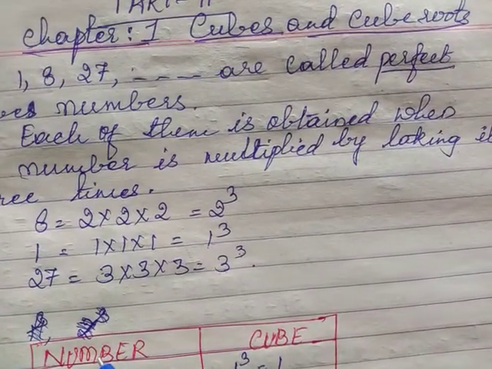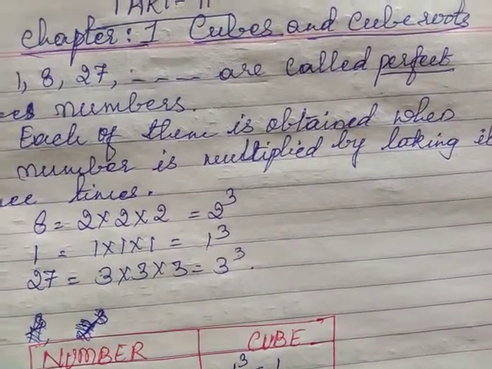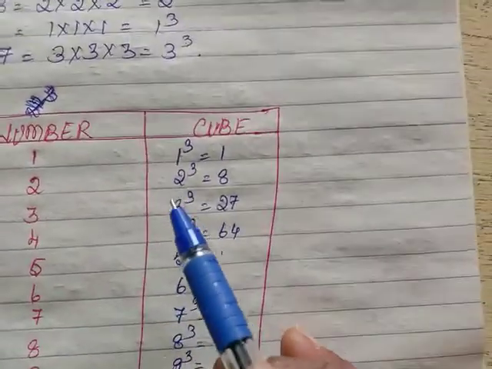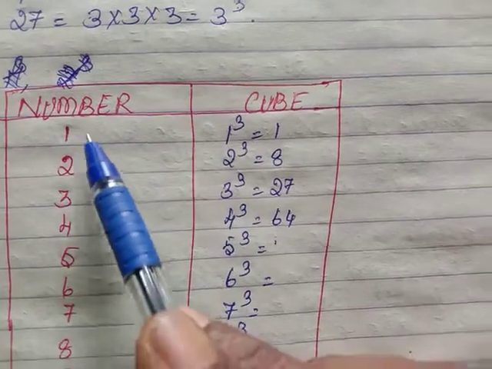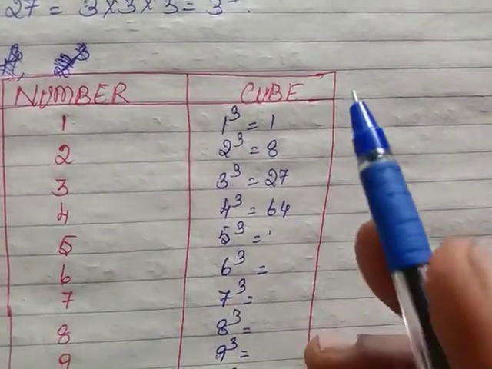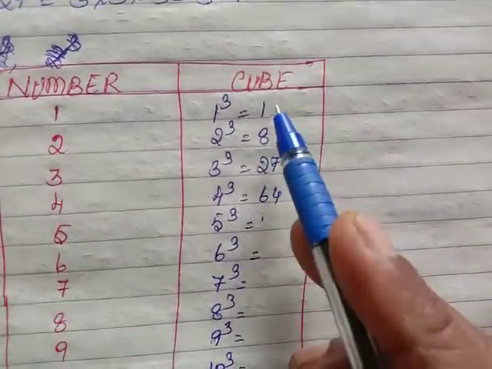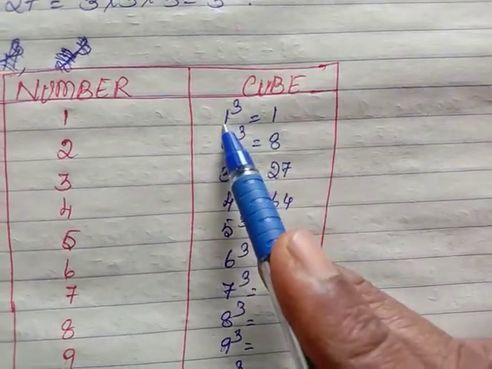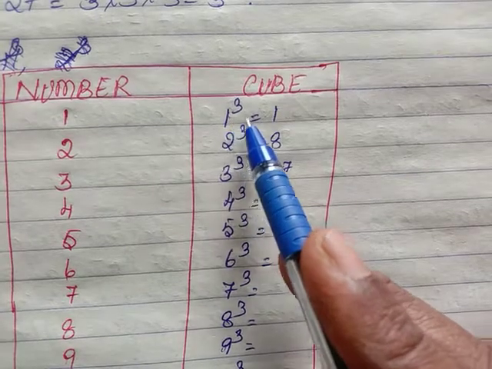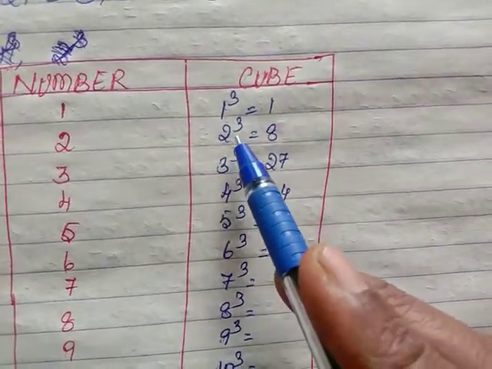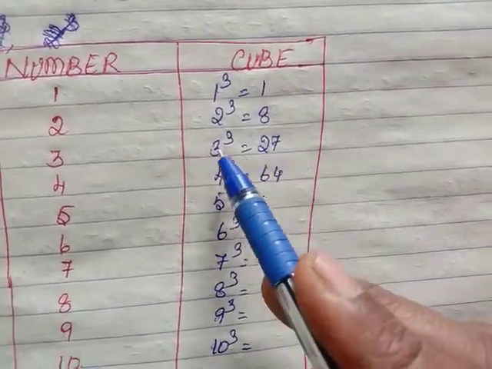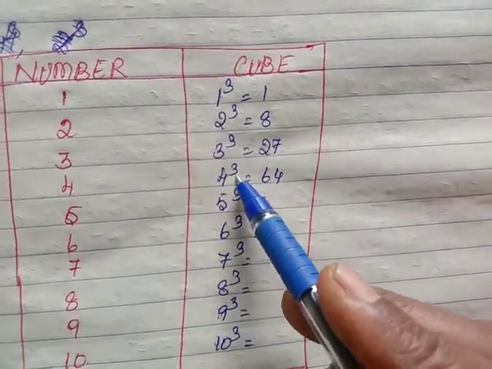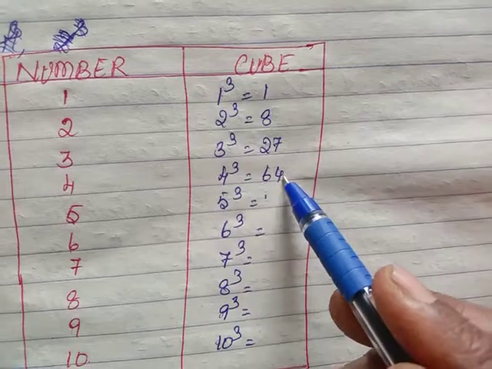Many numbers are there. You can see here some cubic numbers, that is, cube numbers. 1 cube is what? You have to multiply 1 into 1 into 1, so 1. 2 into 2 into 2 is 8. 3 cube is 27. 4 cube is 64.